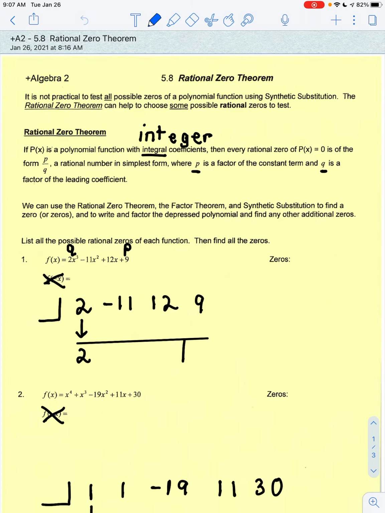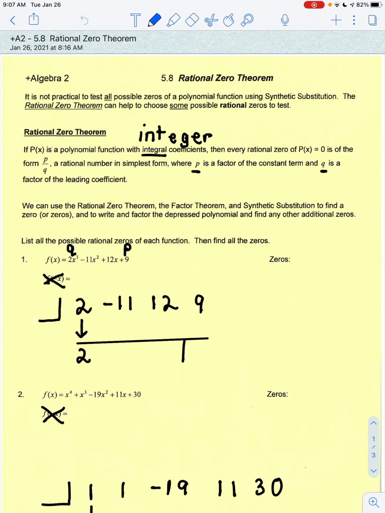Today's lesson is over section 5.8, which is the rational zero theorem. The rational zero theorem gives us a way to narrow down the possible rational zeros that we can test using synthetic division. Let me explain by looking at the example below.